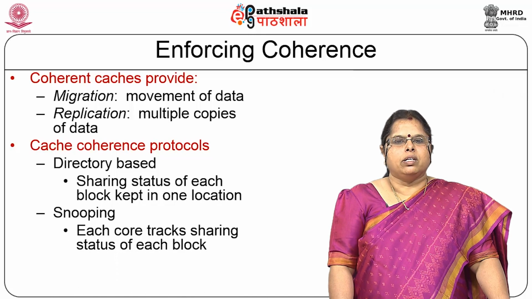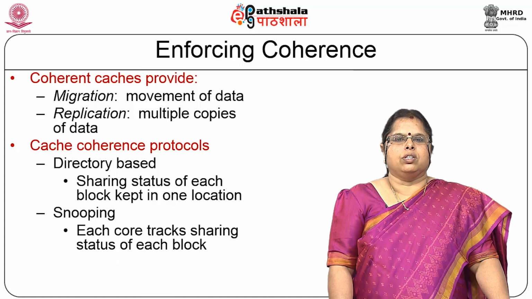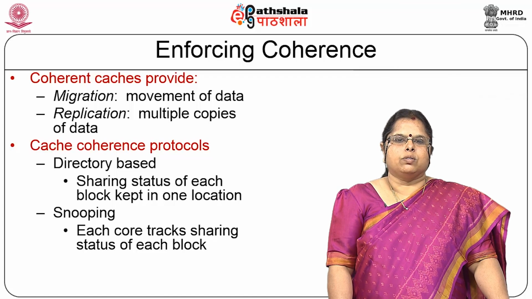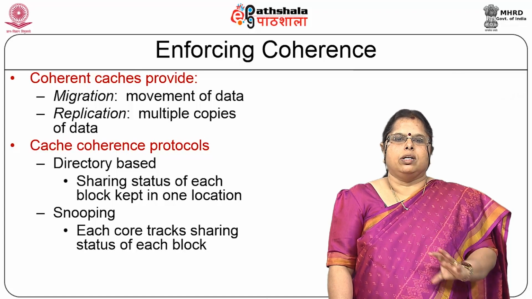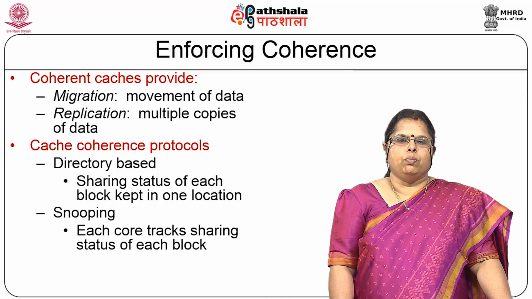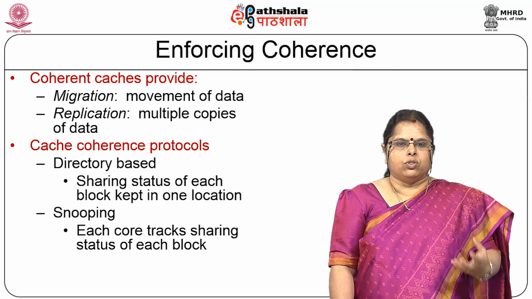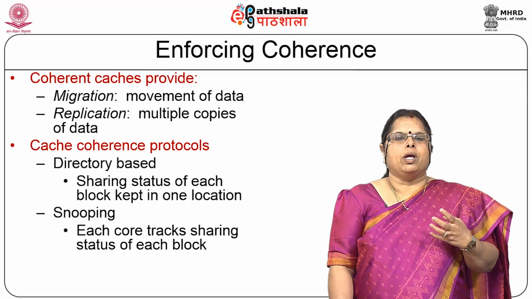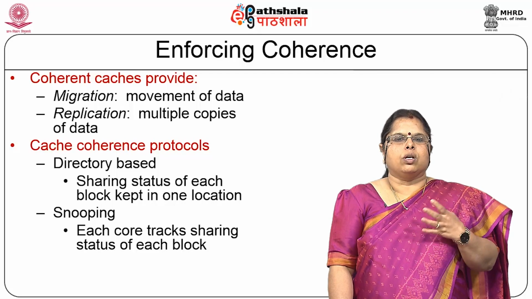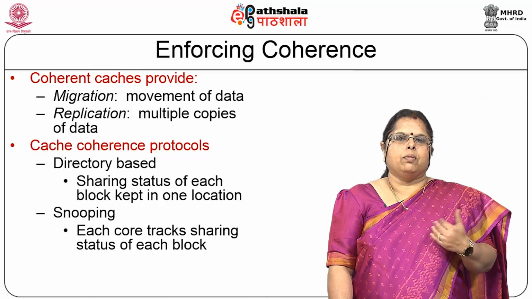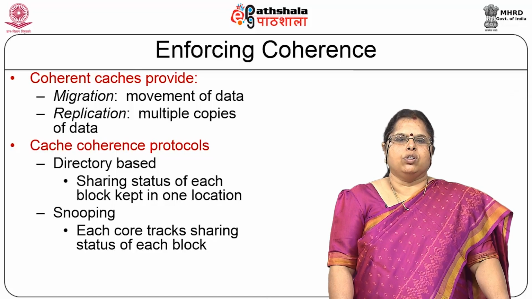Now, there are two basic protocols used for enforcing cache coherence. One is the directory based protocol, the other is the snoop based protocol. In a directory based protocol, the status of all the cache blocks is kept in one place, which is called the directory. Whereas in a snoop based protocol, each core tracks the sharing status of each block. So, each cache controller has information about its own cache, and a general snooping happens on the bus. Everybody looks at what is transmitted on the bus, and this snooping activity tries to enforce coherence.